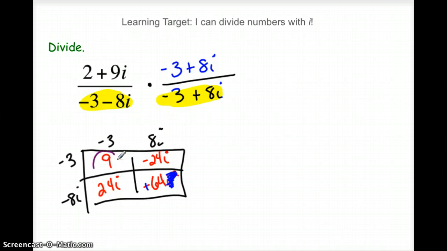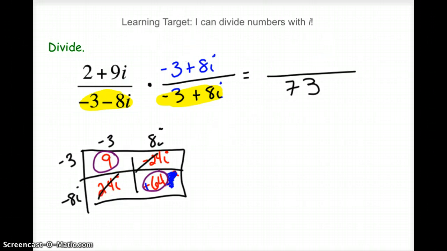All right, so add my like terms. I'm going to add these guys. And 64 plus a 9. 73, I do believe. But then these guys are going to cancel because one's positive, one's negative.